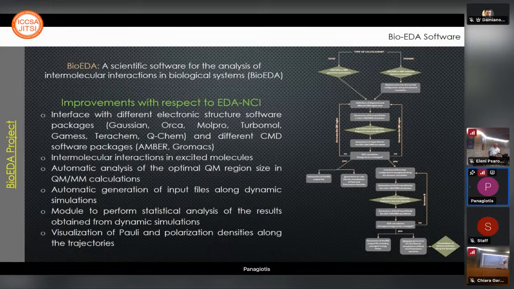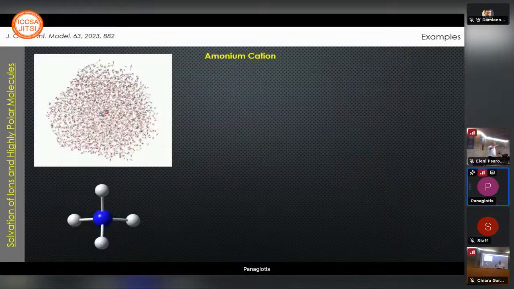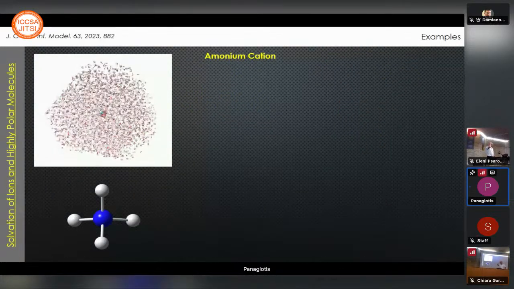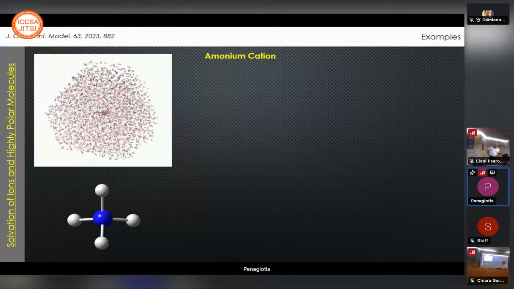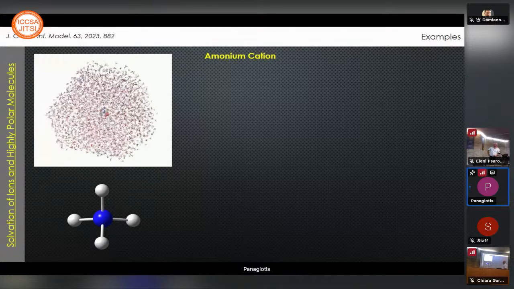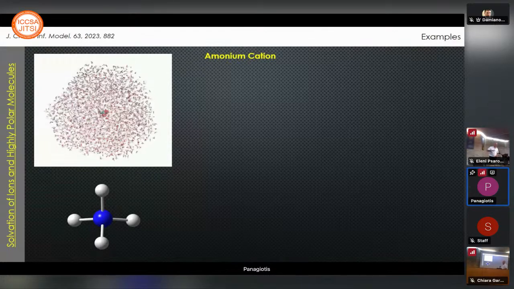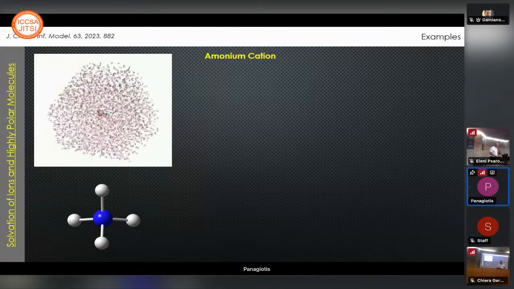Well, I'm going to finish. I'm going to show you very fast some results we have obtained with our program. Okay, this is an example of an ammonium cation surrounded by 3,000 water molecules.